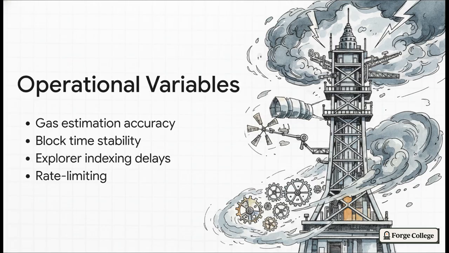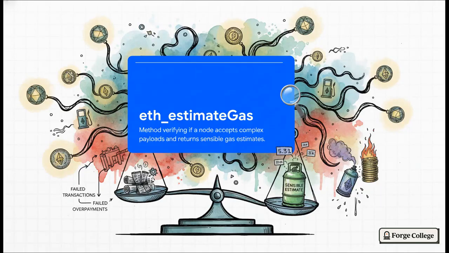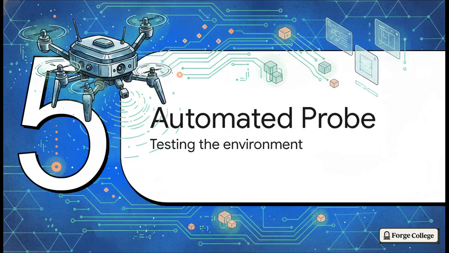In our various Forge College learning programs, we heavily emphasize this step, simply because operational quirks, like strict rate limits, will force you to add retries or exponential backoff logic right into your automation scripts. A huge part of this is testing eth_estimateGas. It's a JSON-RPC method used to verify that the node accepts complex payloads, and more importantly, actually returns sensible estimates. Remember, consistent gas estimation issues can result in massive overpayments, or even completely failed transactions if the estimates are returning consistently too low. Next up, Section 5, the automated probe.